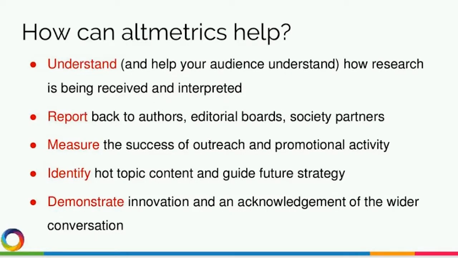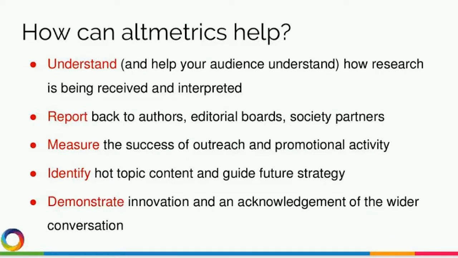So how can altmetrics help? They can help you understand your audience, so you can really see how your research is being received and interpreted. As I mentioned, they can help you report back to authors, but also to editorial boards or society partners that you might be working with. So you can include not just the citations that the journal content has received for the year, but actually which articles receive the most engagement beyond the academy. You can measure the success of outreach and promotional activity.